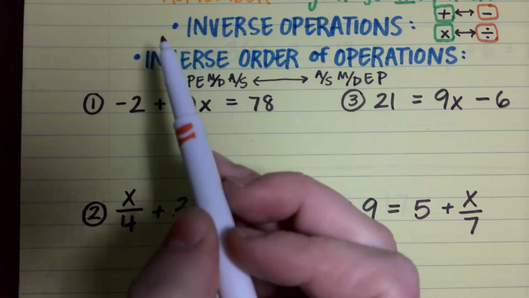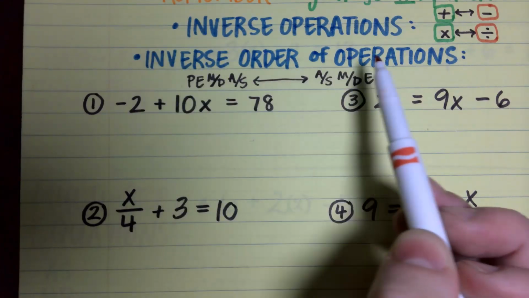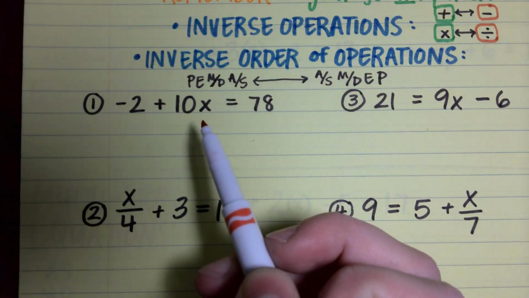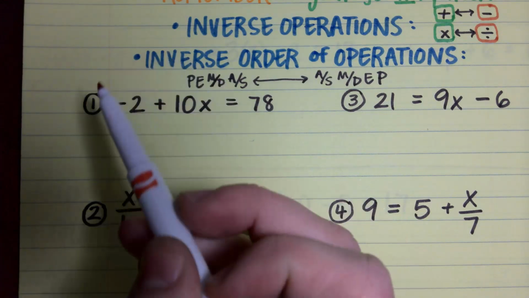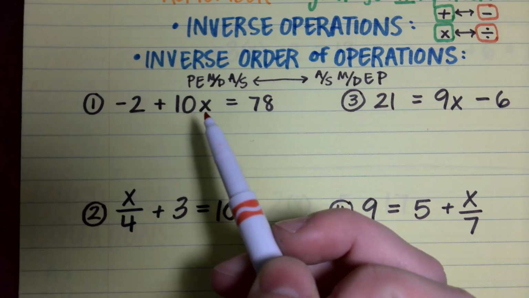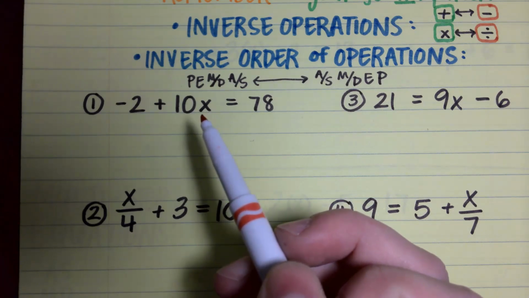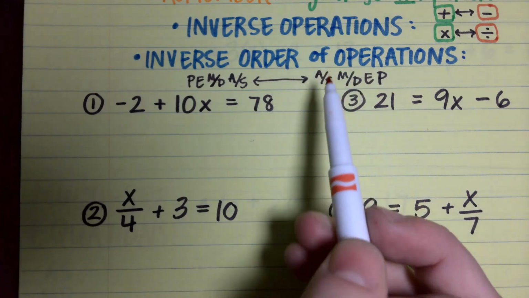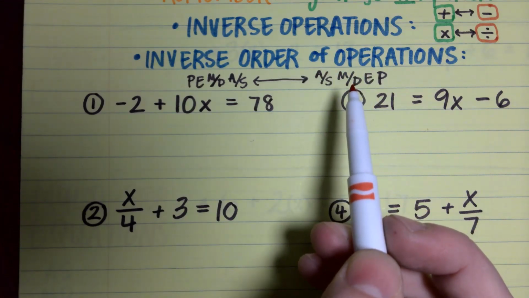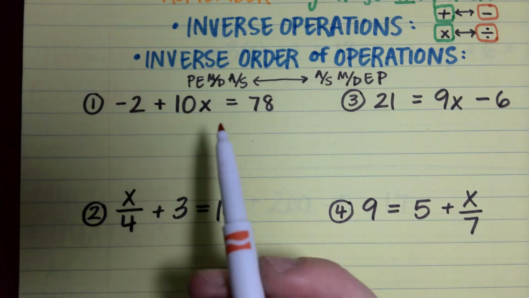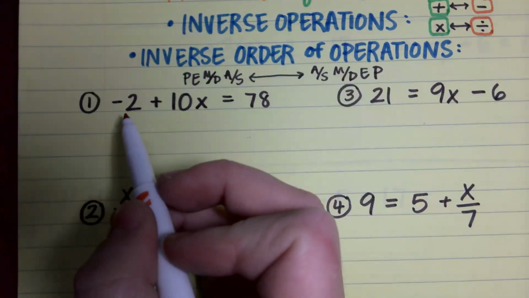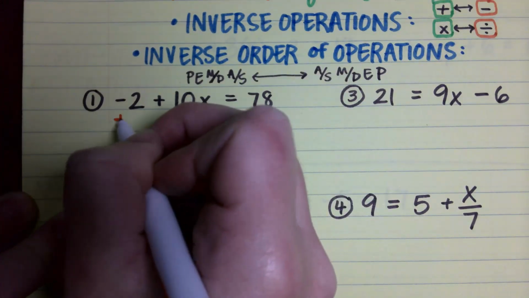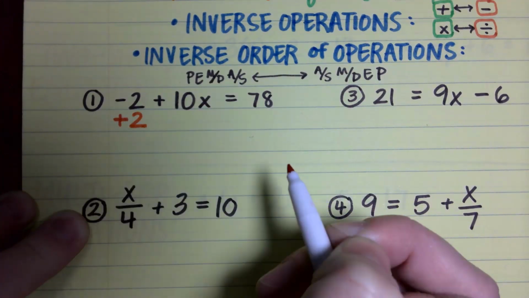So remember, we're going to be doing the opposite here, the inverse order of operations. So normally when we're solving a problem, we would do multiplication first. But since we're trying to work backwards to solve for that x, the number that we don't know, we want to do that in reverse. So we want to start with addition and subtraction and then do our multiplication and division. Yes, we have a -2 that we want to get rid of. So the opposite of a negative would be a positive. So we want to do +2 first.